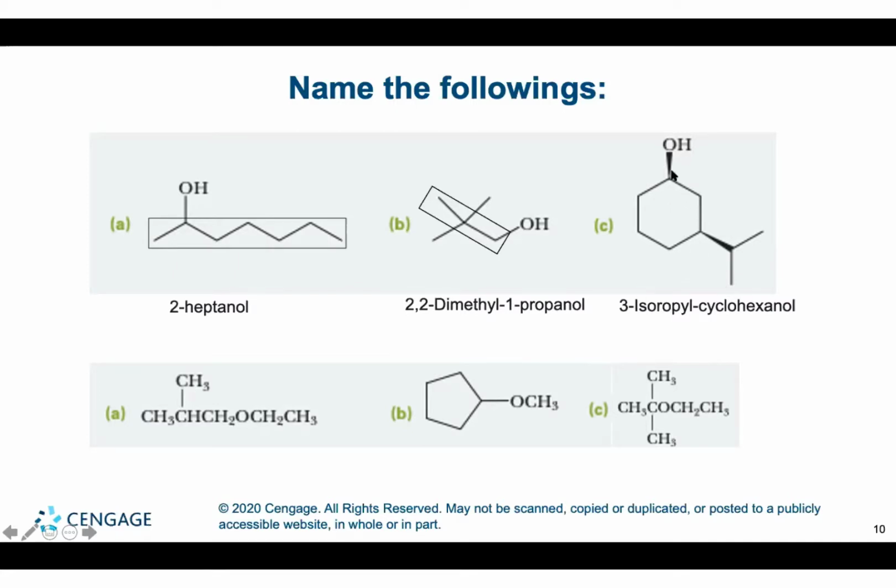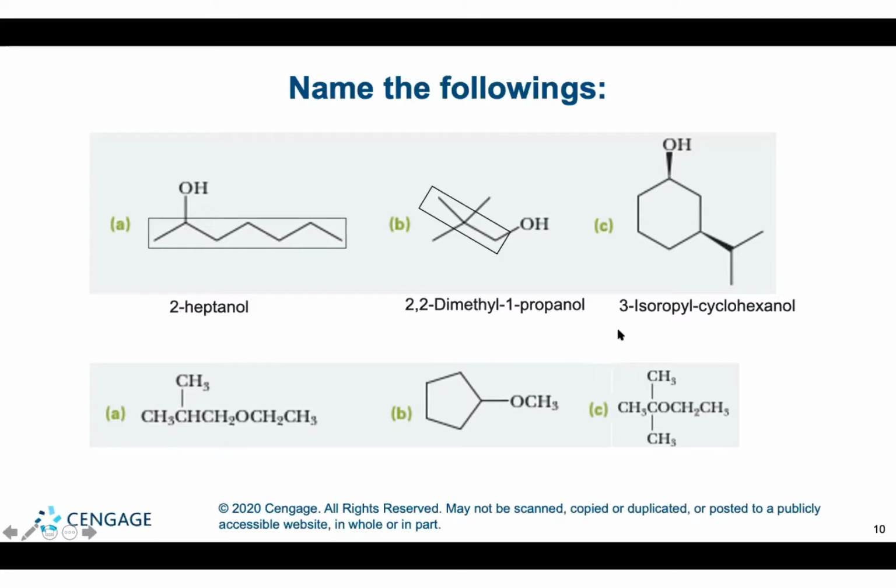I should start from the carbon that has OH attached to it. It's going to be 1, 2, 3. In carbon 3, I have an isopropyl, so it says 3-isopropyl. I go based on the alphabetical order, and I know that the branch should always come before the root. 3-isopropylcyclohexanol.